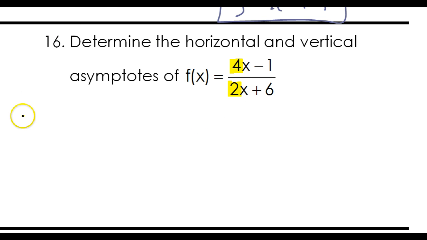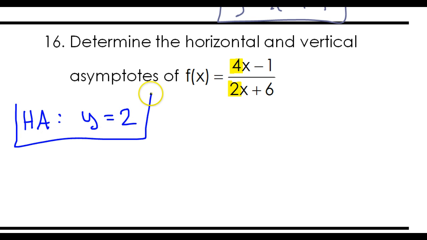Okay, so the horizontal asymptote, which I will call HA for right now, will be y equals 4 over 2, which is 2. So y equals 2. So that is my horizontal asymptote. So now the question is, what about the vertical asymptote?